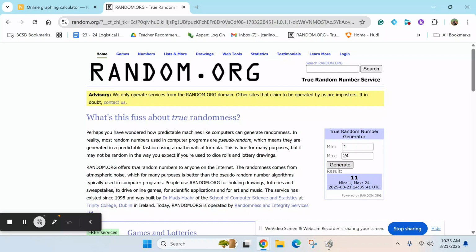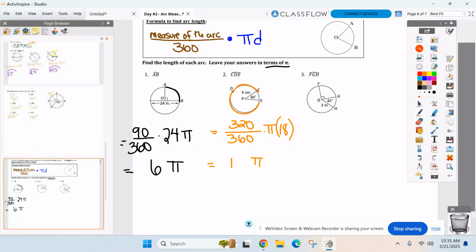And coming up here, Henry. 16 pi. No issues? All right, final one. Please follow the order of the letters. F to G to H.